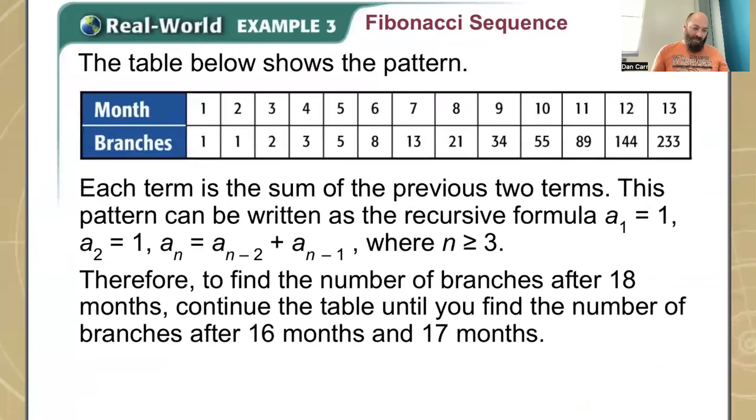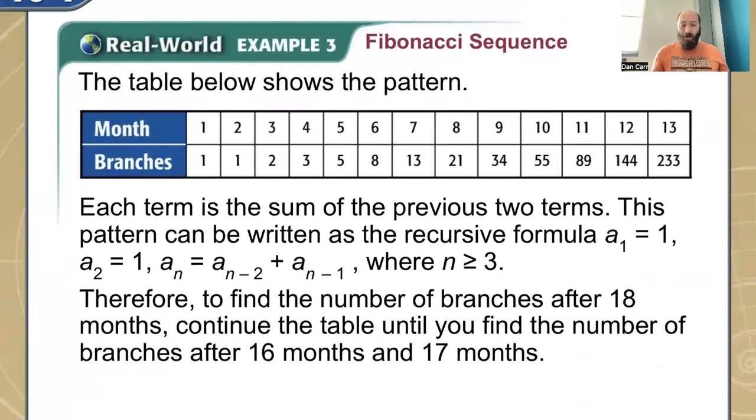What we're getting is something like this. This is the pattern in a table format. After the first month, there was only 1 branch. After 2 months, there was still only 1 branch. Then after month 3, one of the branches broke off and became its own new thing. So that's now a second branch there. After the 4th month, we get 1 more branch that pops up, and then so on.